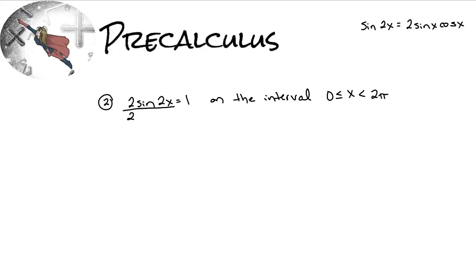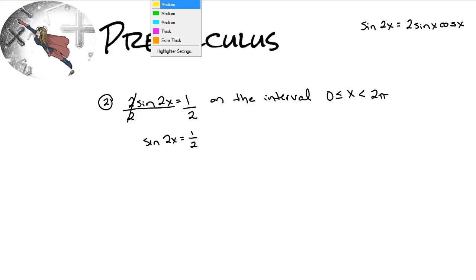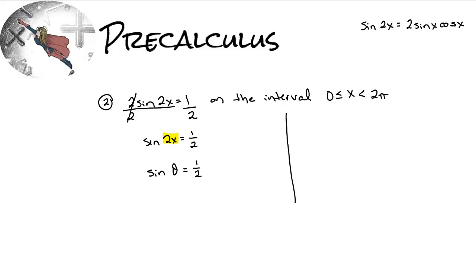I'm going to divide by that 2 on both sides. So I get sine of 2x equals 1/2. Okay, now I'm just going to ignore the fact that this is a 2x for a minute. Let's call it something else completely different, like if I just say the sine of theta equals 1/2. Okay, and let's think that through. It's actually the same as the problem that we just did.